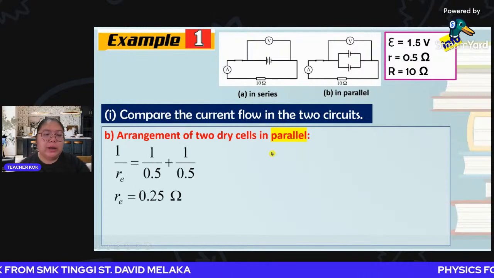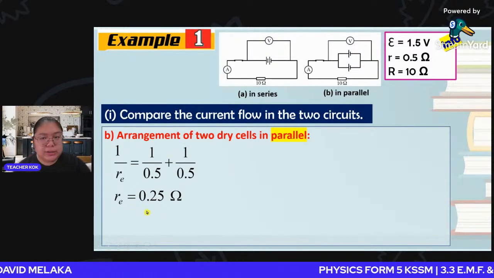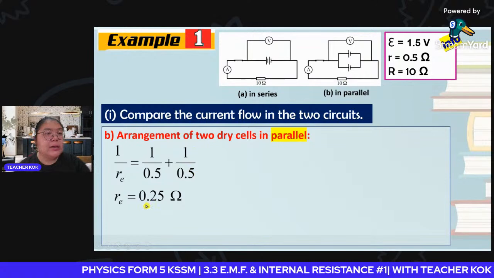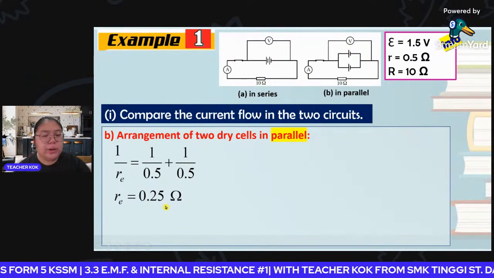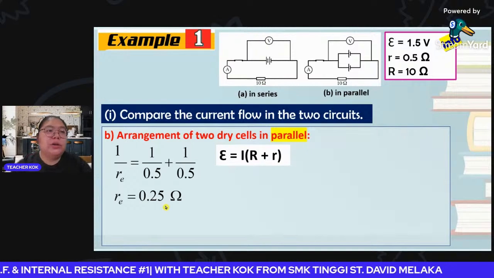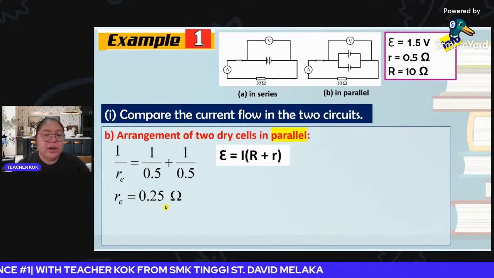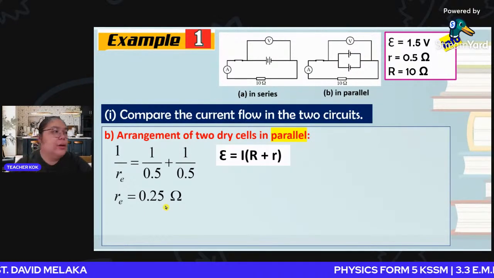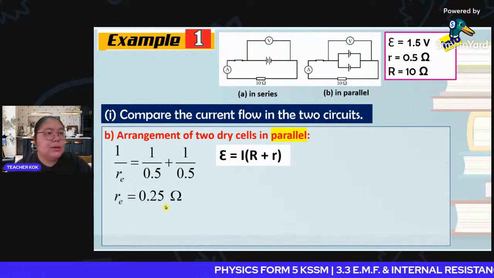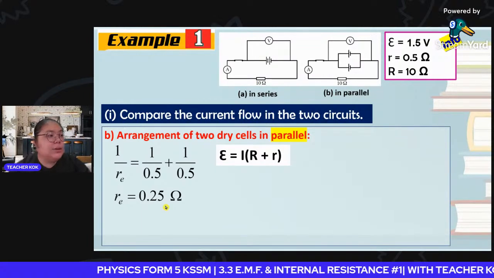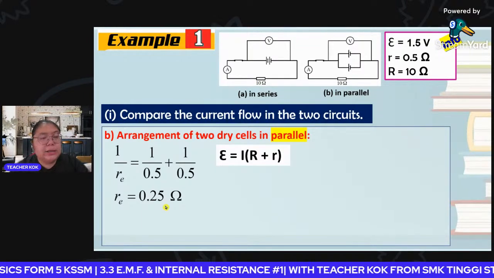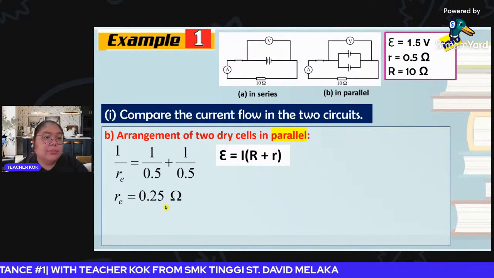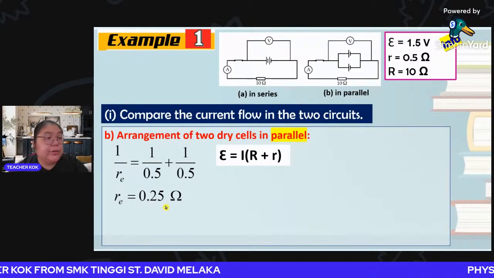We need to find out the internal resistance. Internal resistance is 1 over 0.5 plus 1 over 0.5, then 0.25 ohm. Using the same formula, I want you to give me the answer for current. Students in the live chat can answer me. Esther is here, is it? Esther, you can answer this question. I just want to find current only. The method should be the same as before, just the internal resistance is different.